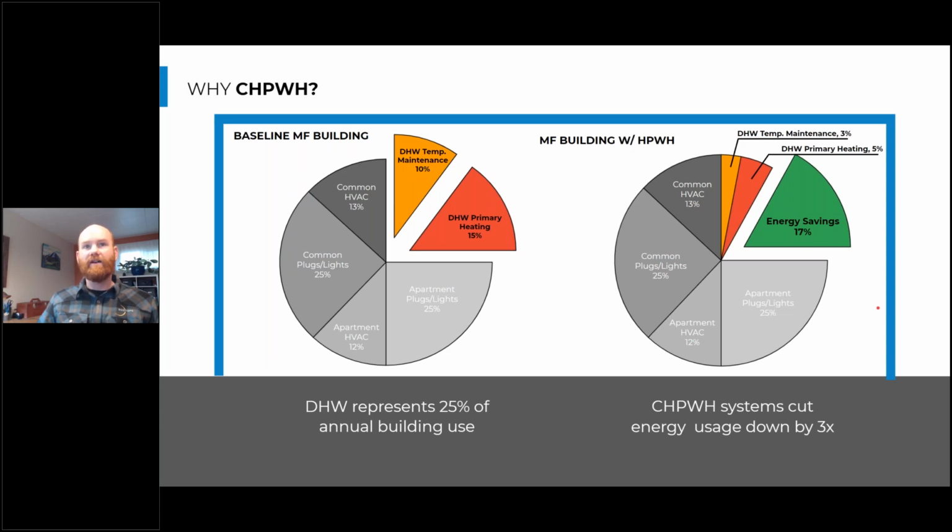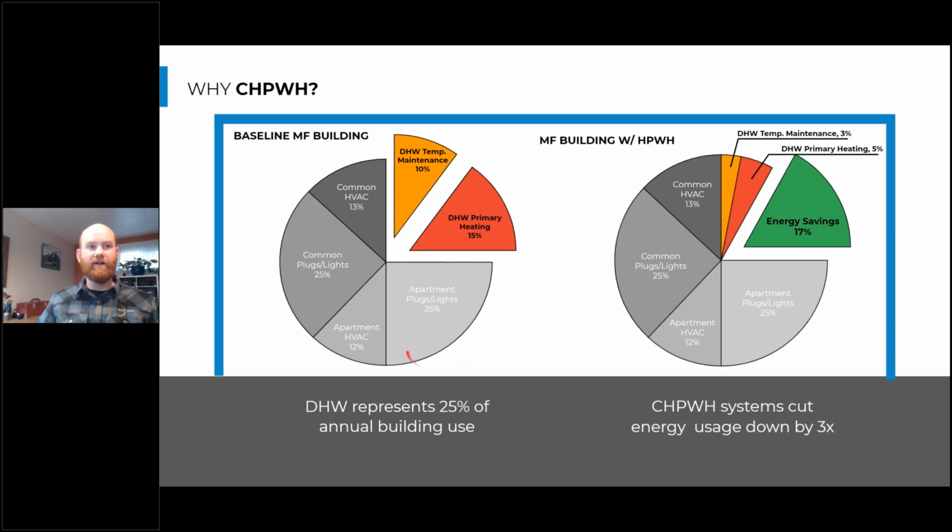On the left-hand side, we have a pie chart of our baseline multifamily building. This is our baseline building in Seattle, and we have the various annual energy uses broken out. We have 25% of this pie associated with heating water for domestic use. So there's a lot of energy over the course of the year that we're putting into water heating.